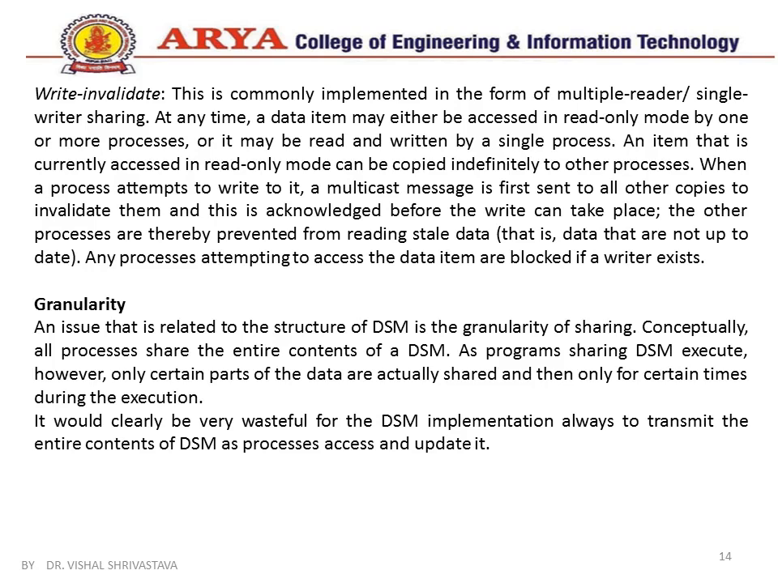That is, multicast messages are first sent to all other copies to invalidate them, and this is acknowledged before the write can take place. The other processes are thereby prevented from reading stale data. That means a message is sent to all the systems having a replica of that data, telling them to invalidate their copy, because the copy is undergoing modification by a write operation. After that operation is confirmed, you can use the data which you receive after that transaction.